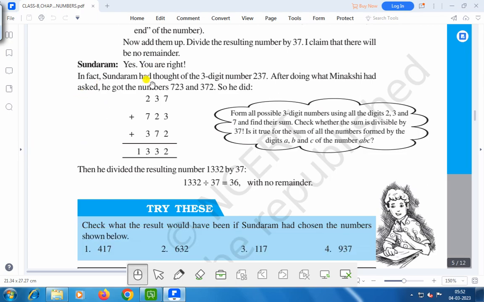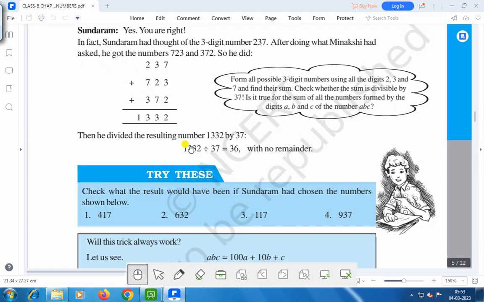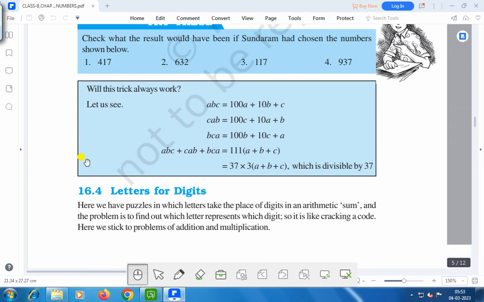Yes, you are right. In fact, Sundaram had thought of the 3-digit number 237. After doing what Meenakshi had asked, he got the numbers 723 and 372. So he had 237, then 723, then 372. When we add, we get 1332. Then he divided the resulting number by 37. He got 36 with no remainder. Right?